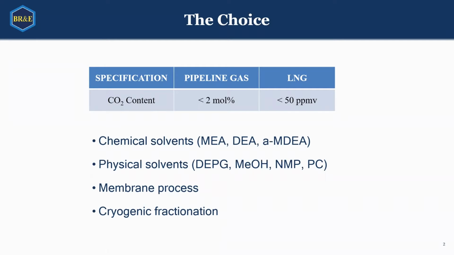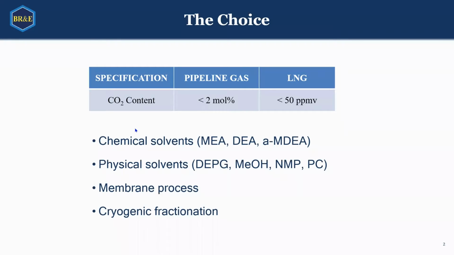But today I'm going to talk just about chemical solvents. I'm going to explain in a while why I chose just the chemical solvents, because they're the most common one. The membrane processes, however, are something I heard about. They are used, for example, with a higher concentration of CO2. If about 50% of your natural gas coming out of the reservoir is CO2, then you would want to use a membrane process.